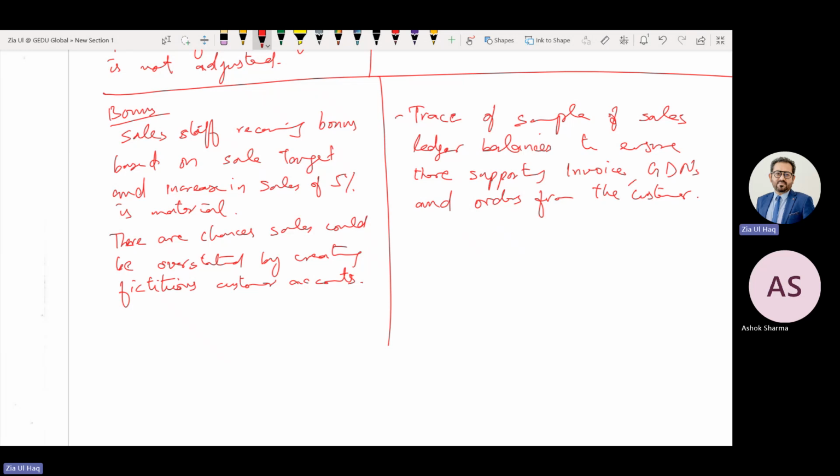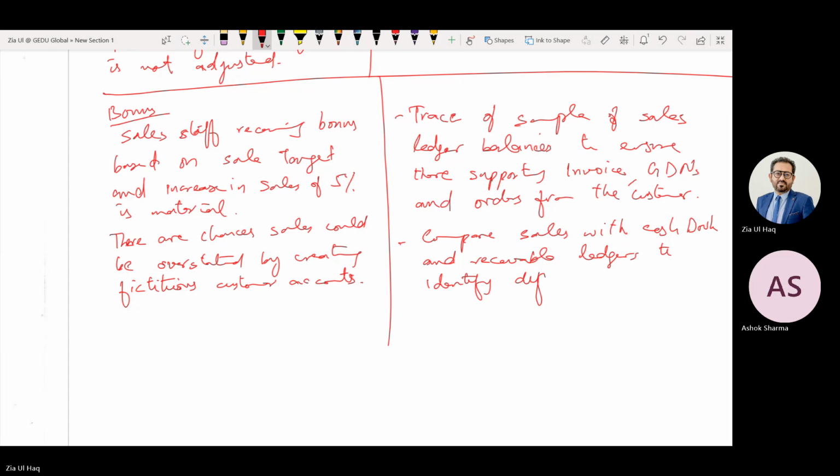What else can we verify? Sales to the cash book and receivable ledger as well. So compare sales with cash book and receivable ledgers to investigate differences. Instead of identify, we will use the word investigate differences.